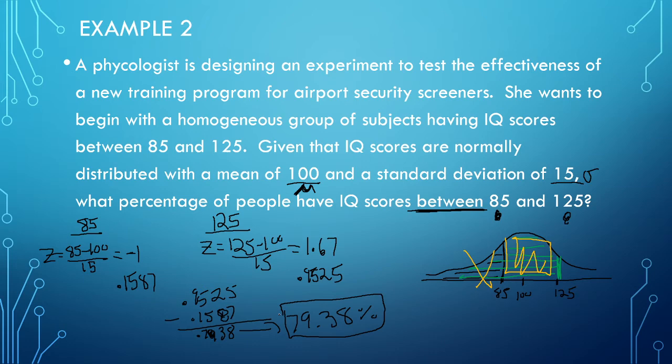So if you have access to a large group of people, like if you're working at an airport and you're testing the staff, I'm assuming you do, it's probably going to be pretty easy to pick a group of people that have an IQ score between these two values if you have roughly an 80% shot for any one person.